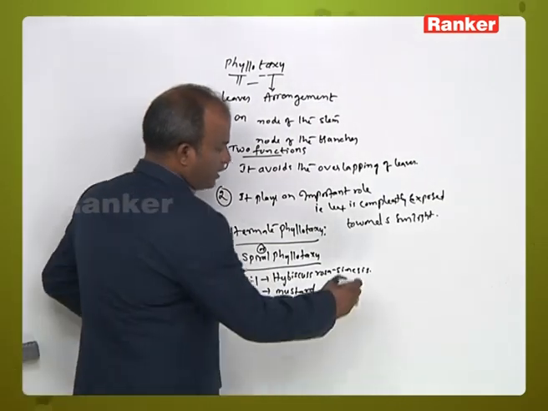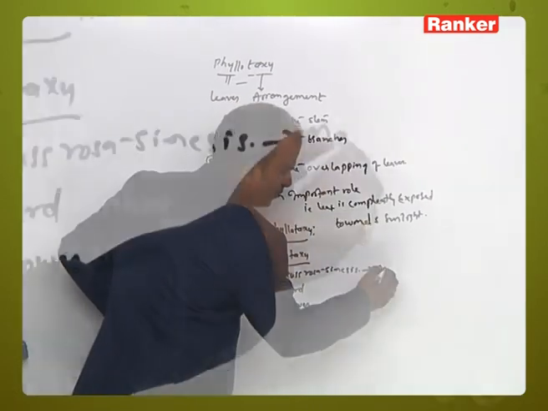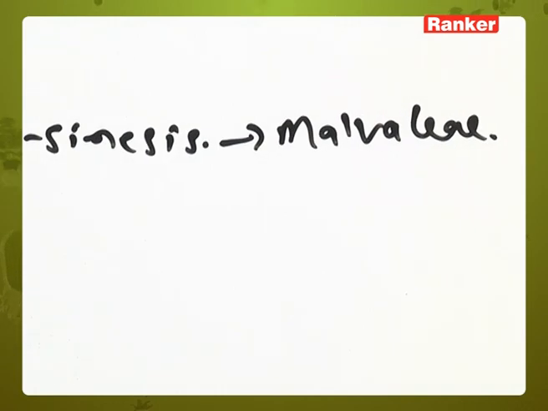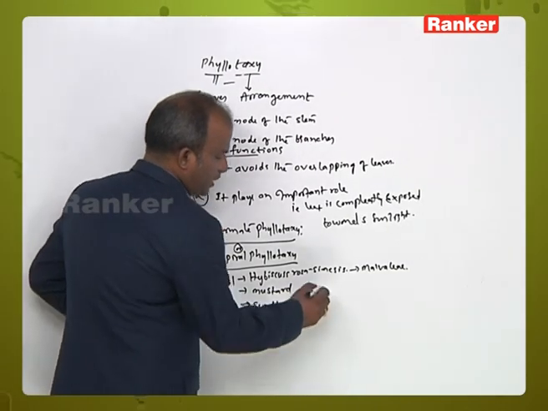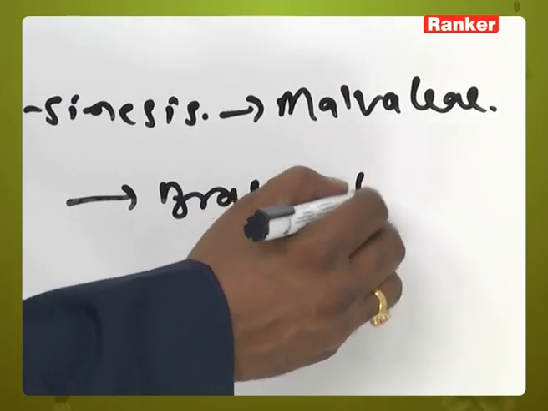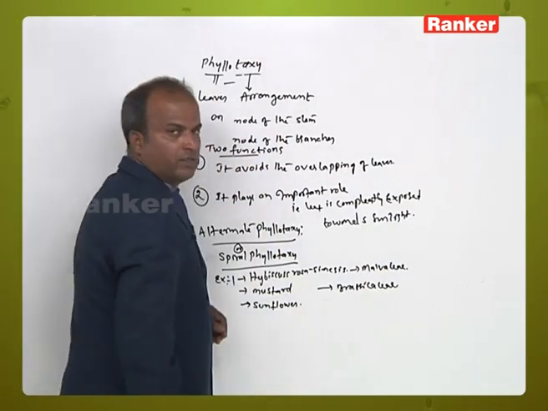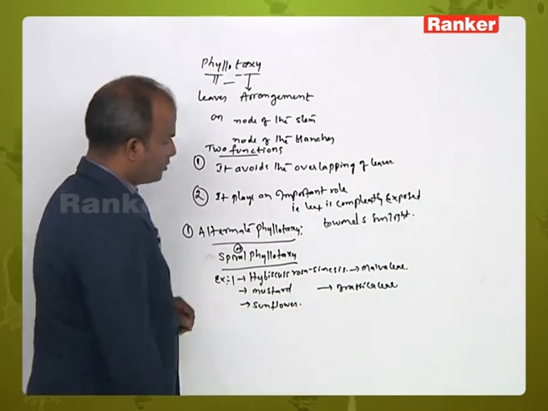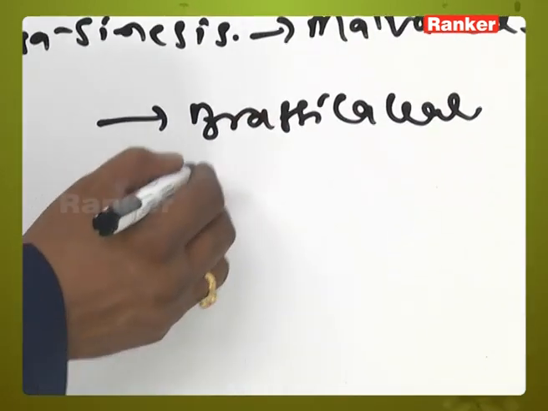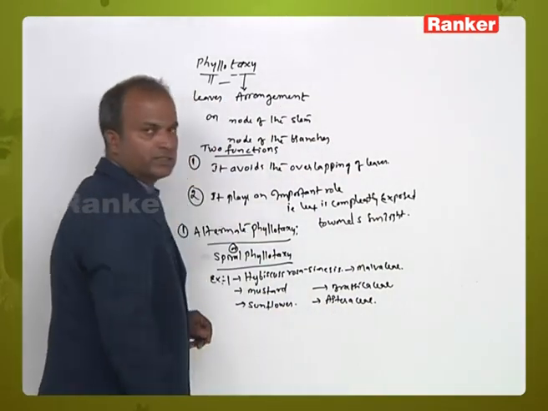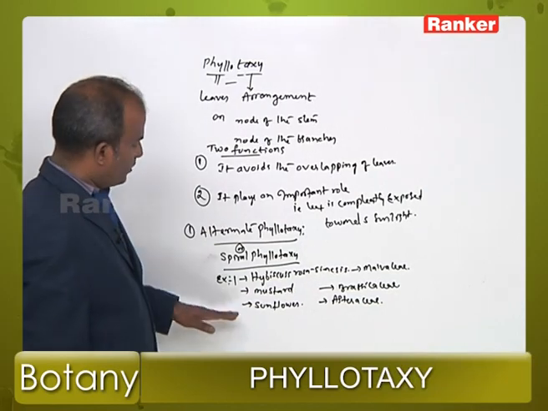Hibiscus rosa sinensis belongs to the Malvaceae family. Mustard belongs to the Brassicaceae family, whereas sunflower belongs to the Asteraceae family.